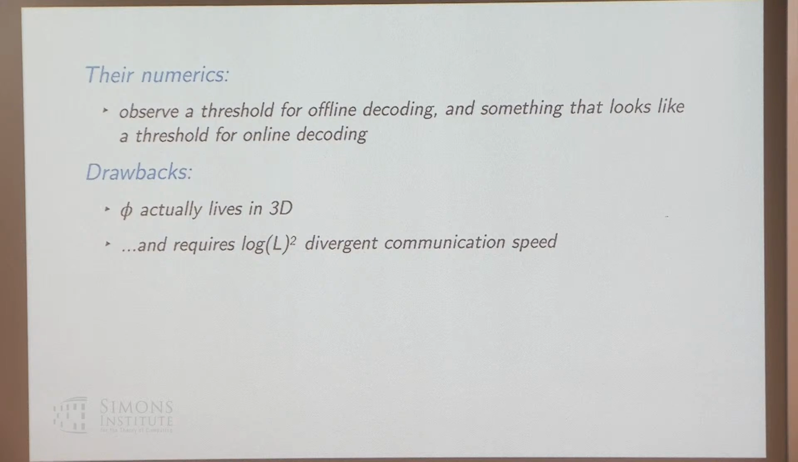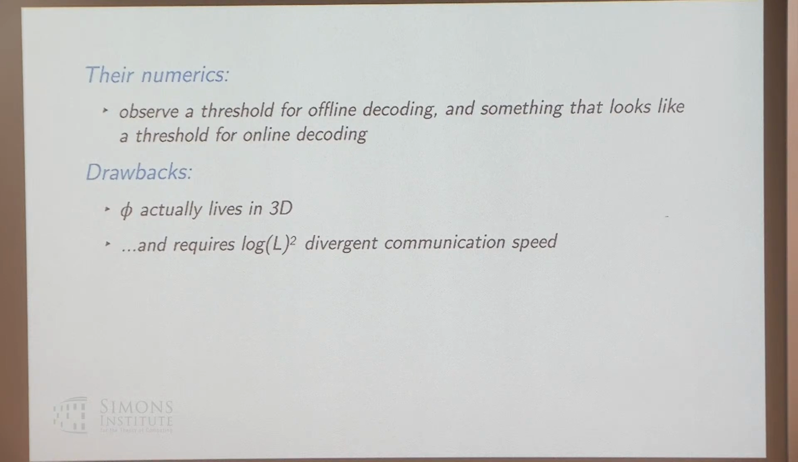And the other drawback of their proposal, at least as far as I'm concerned, is that the update speed of the field phi had to diverge as the square of the log of the system size. So this was not actually scalable by my definition, because the update speed had to diverge.